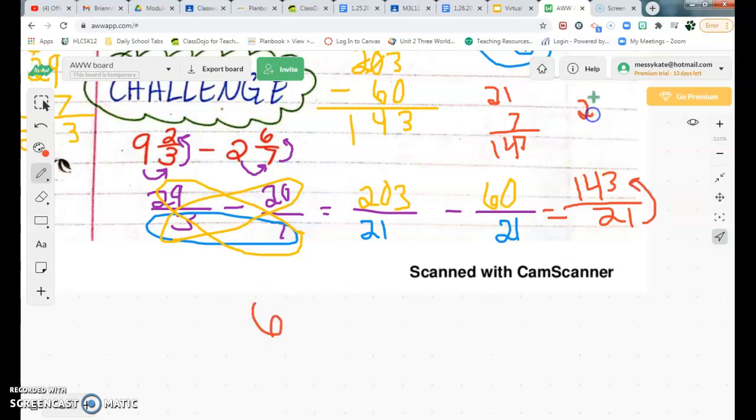21 times 6. 6 times 1 is 6. 6 times 2 is 12. So the difference of 126 to 143: 126 to 136 is 10, then 37, 38, 39, 40, 41, 42, 43. That's 17 over 21.